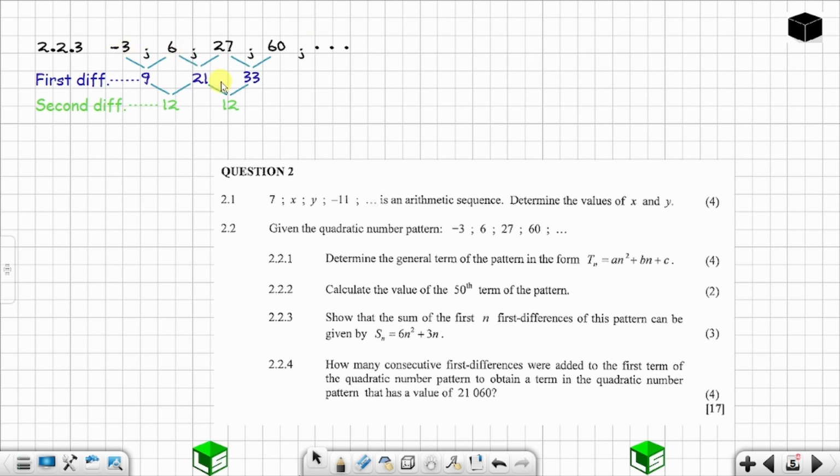Now we have to show that the sum of these first differences, when you take this plus this plus this plus this and so on, you can use this formula to get the sum of these numbers, the first differences. Okay, let's close this for now.